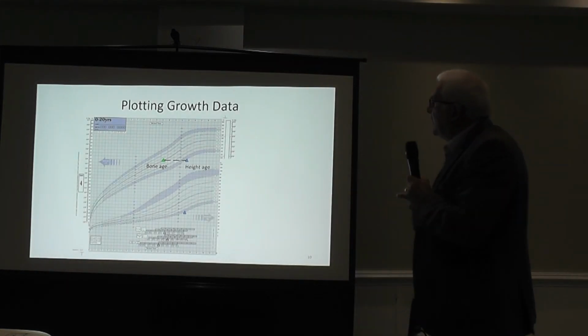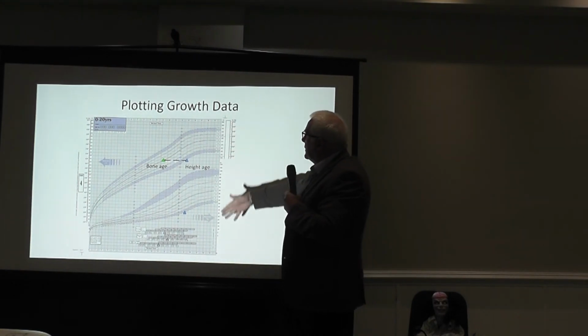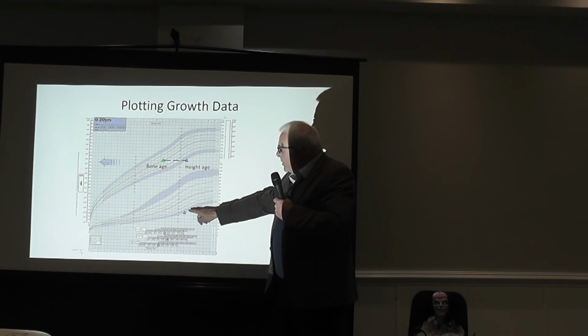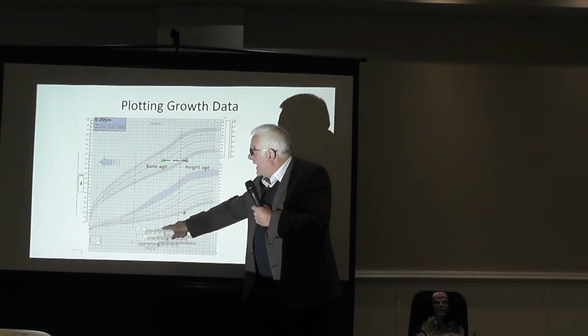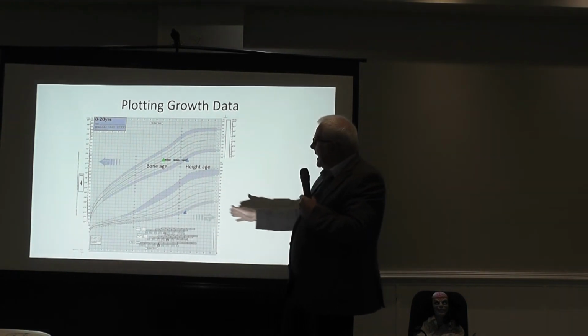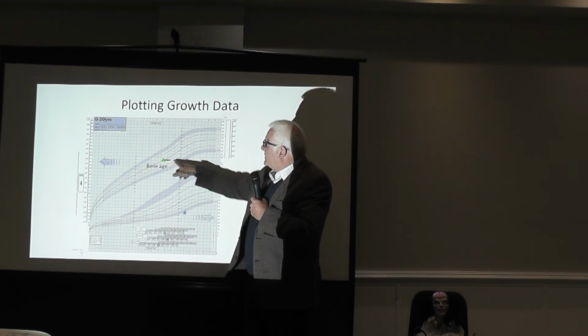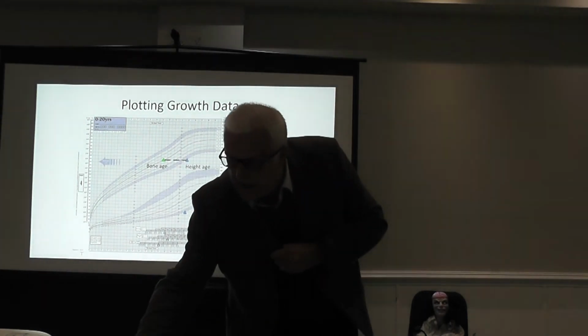And just in terms of plotting growth data, these are on normal UK charts. You're plotting their height, you're plotting their weight. You've actually got puberty standards down the bottom here to tell whether you're early or late in puberty. This is the bone age on this particular child, which again is very delayed, suggesting good growth potential.